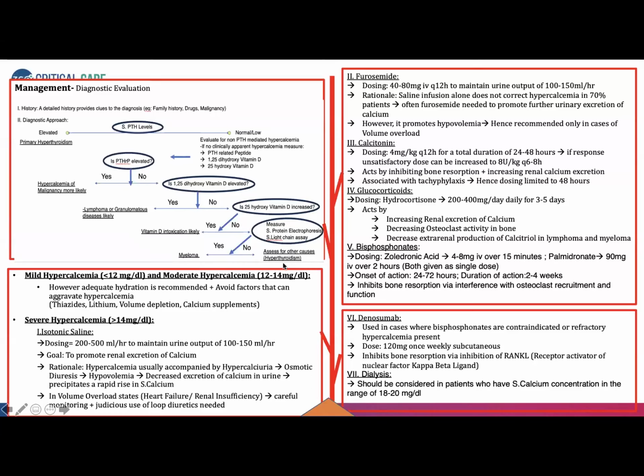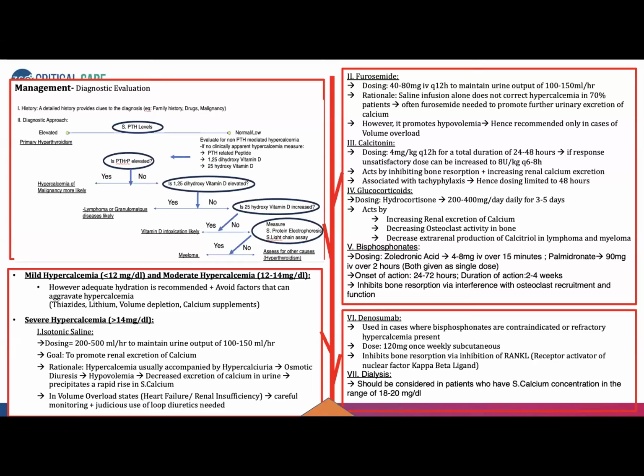Okay, how will you treat hypercalcemia? If it is mild hypercalcemia, less than 12, or moderate, 12 to 14, hydration is the key factor. Avoid other factors that can aggravate hypercalcemia like thiazide diuretics and lithium, avoid volume depletion, and stop any calcium supplements.